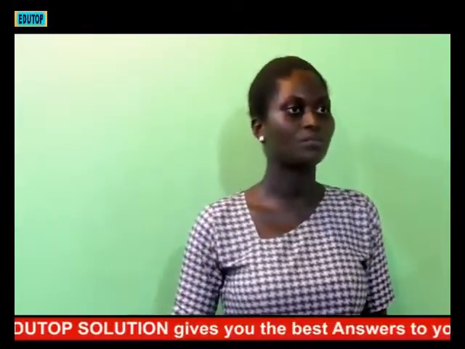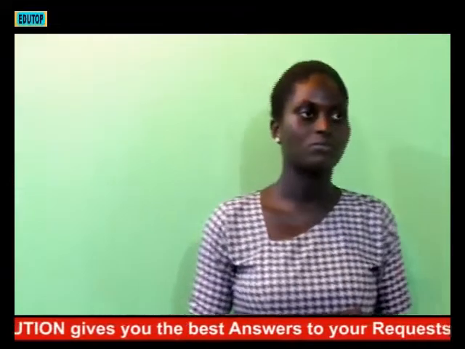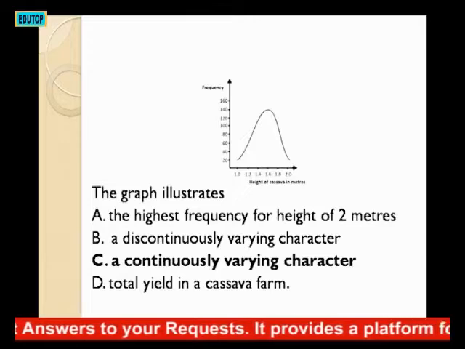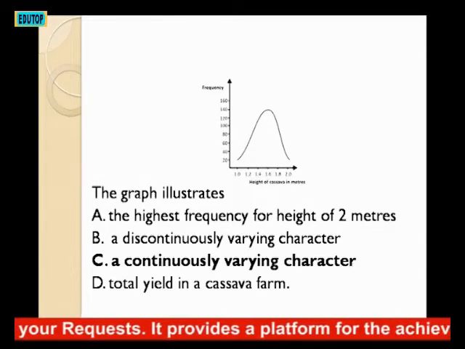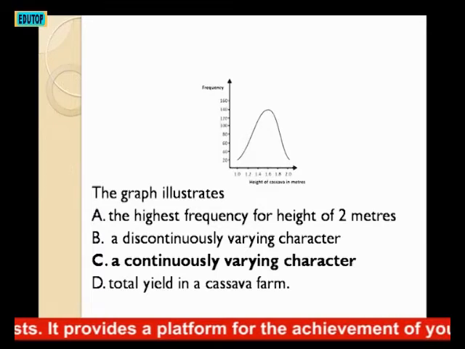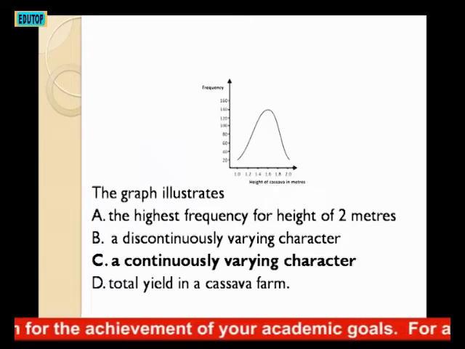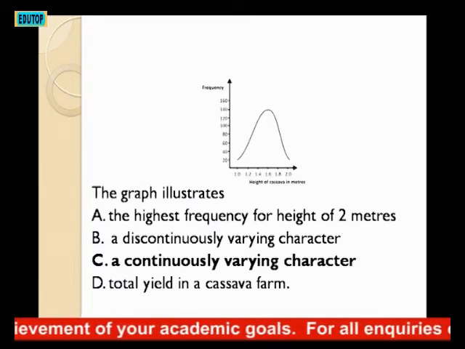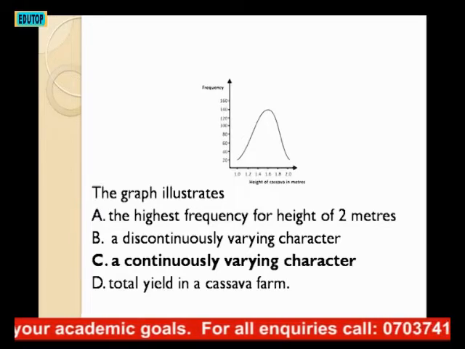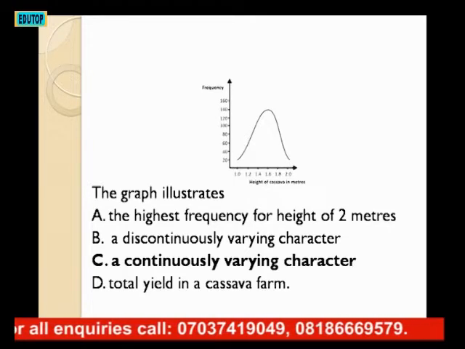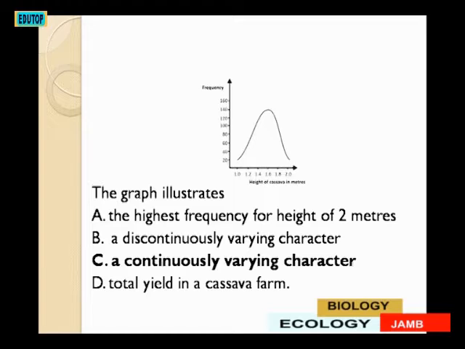The next question is a graph. So we'll be answering questions from that graph. The graph is showing frequency against the height of cassava in meters. Looking at the graph, when the height of cassava is 1.0, you have 20 cassava, then like that it is increasing. The frequency is increasing as the height of cassava is increasing until it got to 140. And the height is 1.6 meters, then it started declining. So that's what the graph is showing us.